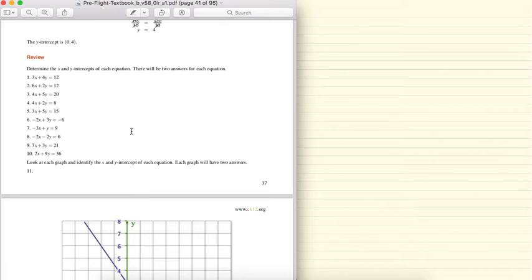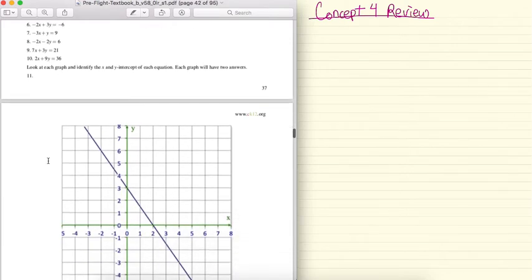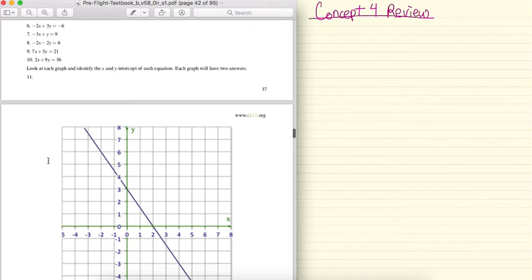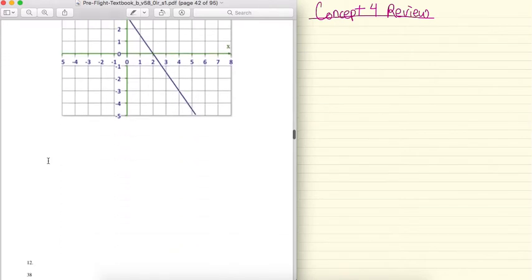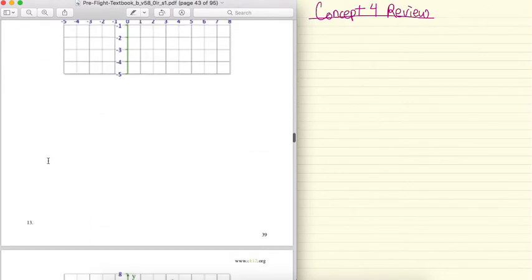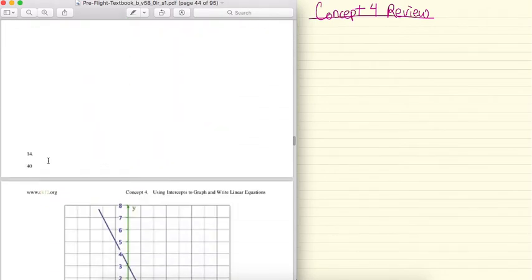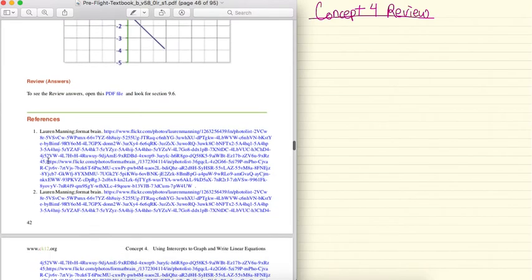So today I would like to go through some of the review problems from Concept 4. I'm going to go through two of these problems. Out of the review problems, you'll see problems 1 through 10 are all very similar, just finding the x and y intercepts. And then problem 11 is saying identify the x and y intercepts for each graph. So that's 11, 12, 13, 14, and 15.